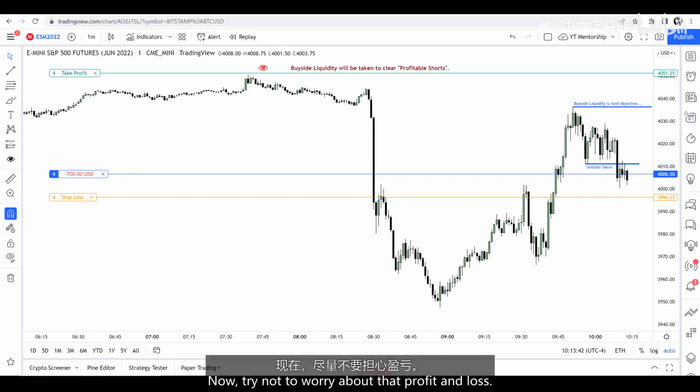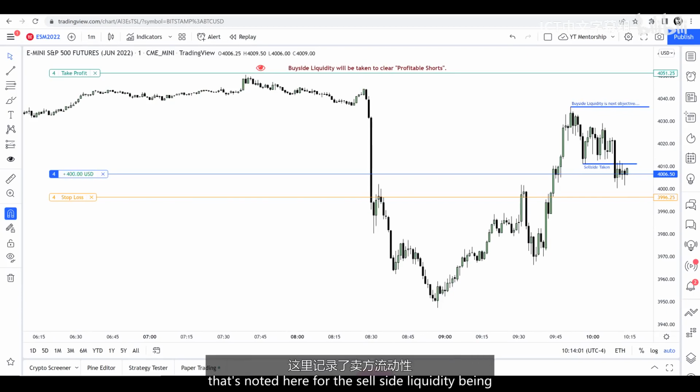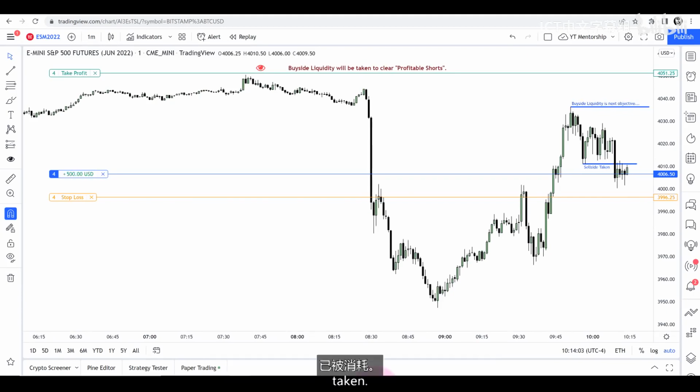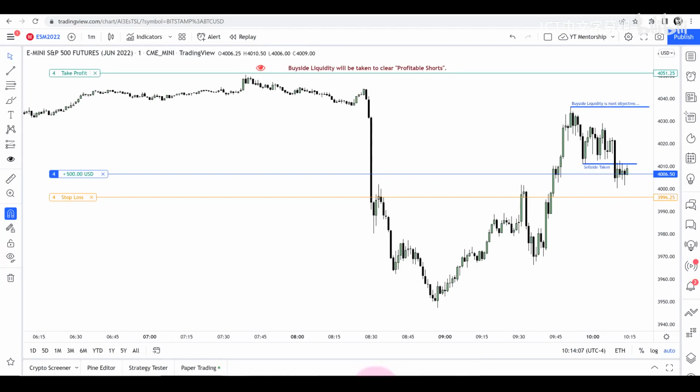Now, try not to worry about that profit and loss. That's a distraction. Pay attention to the price. So we dipped inside that fair value gap just to the left of us, and we went below to take out the relative equal lows that's noted here for the sell side liquidity being taken. So I'm looking for expansion to the upside.